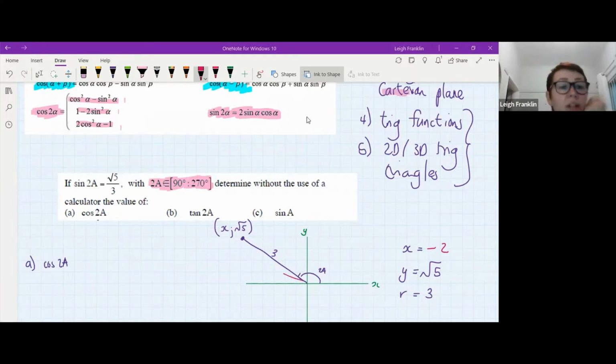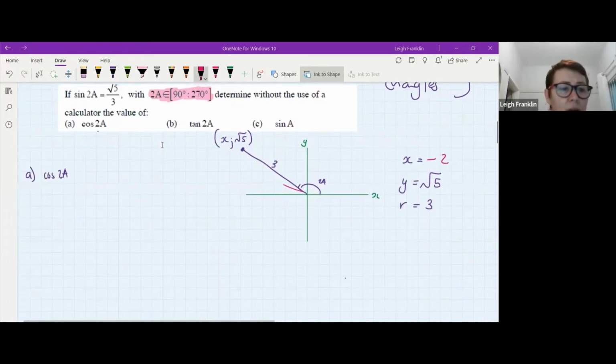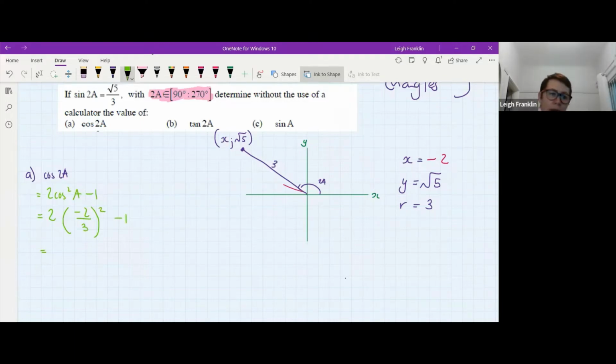No, it doesn't matter. So we can just pick something. All right, I don't know about you guys, but I often just choose 2 cos squared a minus 1. I don't know why, I just do. So we've got 2, then cos a is going to be negative 2 over 3, which we need to square, and then we've got to take 1 away from that. Okay, and then we can work out what the answer to that is going to end up being. You guys can tell me what it is, and we can move on to the next question.